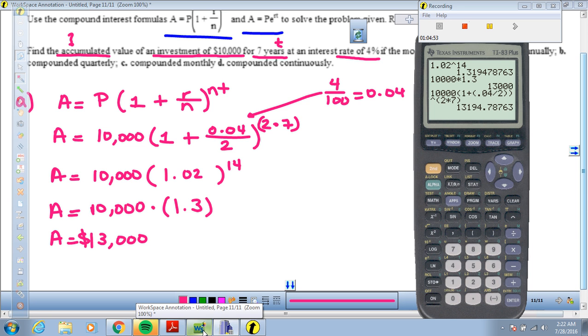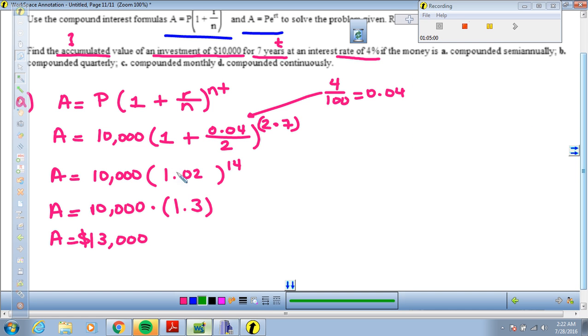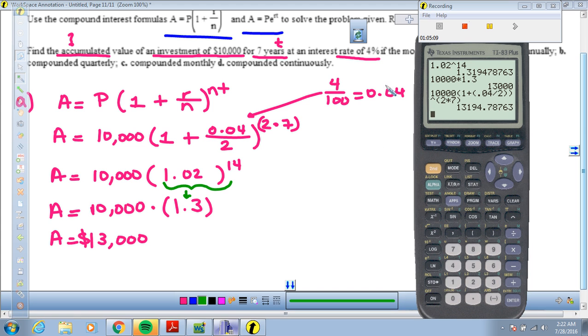Why is there a difference of $194 and some cents? Because I was rounding this number right here. When I did 1.02 to the 14th power, I cut a bunch of decimals. Look what it was supposed to be. 1.02 to the 14 in the upper part of the calculator is 1.31 and a bunch of decimals. Since I'm rounding, but in reality chopping a bunch of decimals, the answer has to be different at the end.